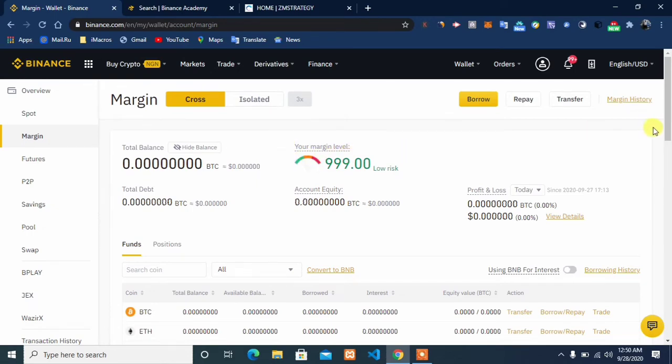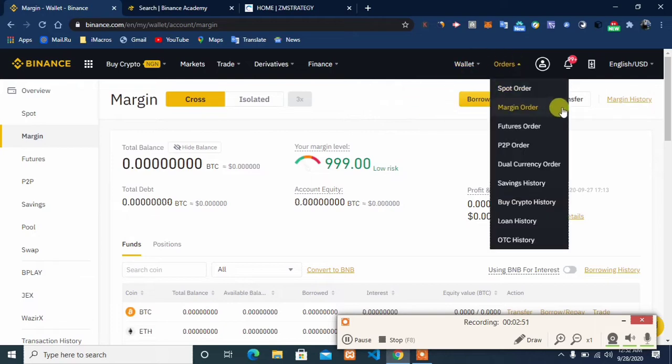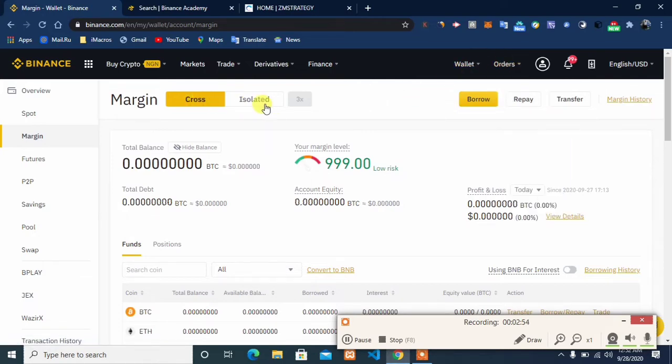So let's go down, and here you can see Binance has some features. On this tab, I'm going to explain the difference between cross and isolated, and also borrow, repay, and transfer. Binance comes with a feature whereby you can borrow money to take a trade. Just like, maybe you deposit $1,000 into your margin account and you are using the Binance borrow fund.